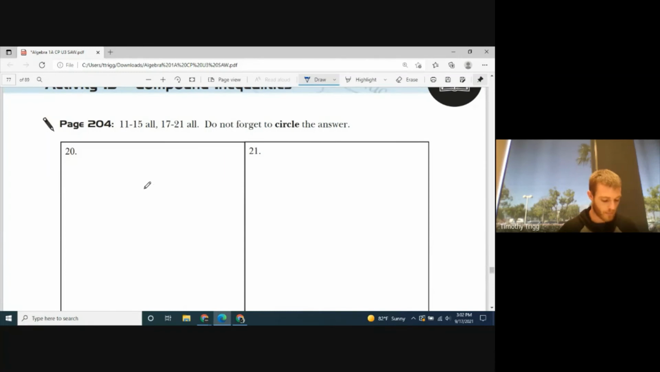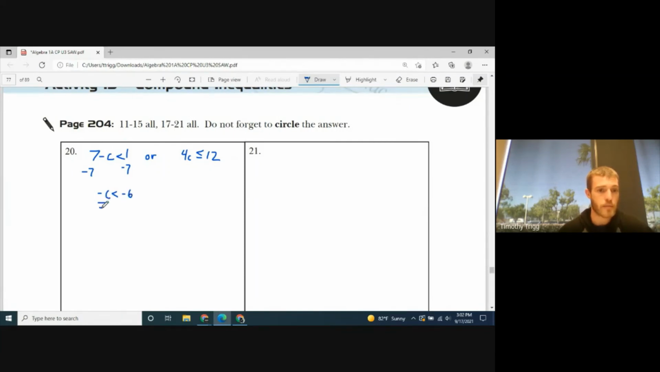Okay. Let's go ahead and do number 20. We have 7 minus c is less than 1, or 4c is less than or equal to 12. Let's go ahead and do this one over here first. So we're going to subtract 7 from both sides. That'll give us negative c is less than negative 6.